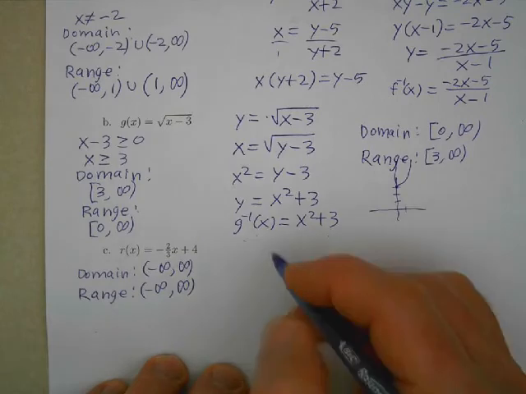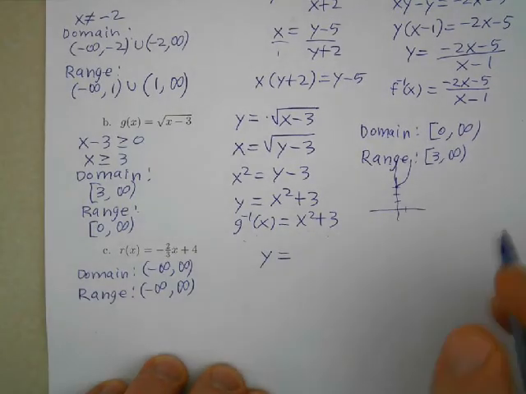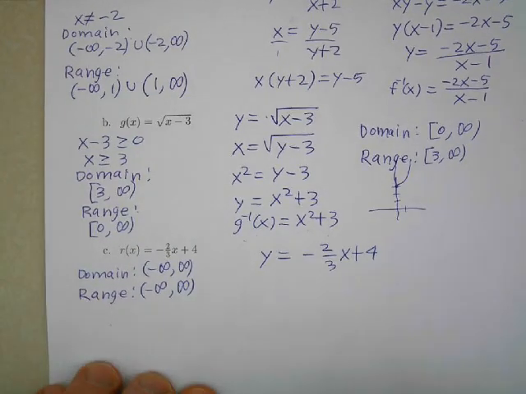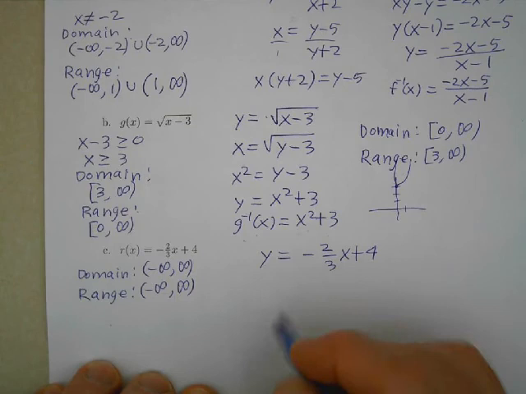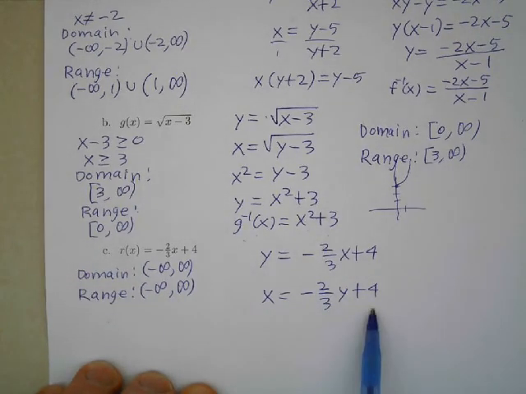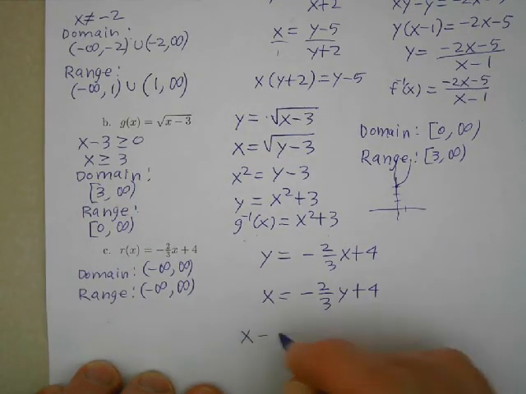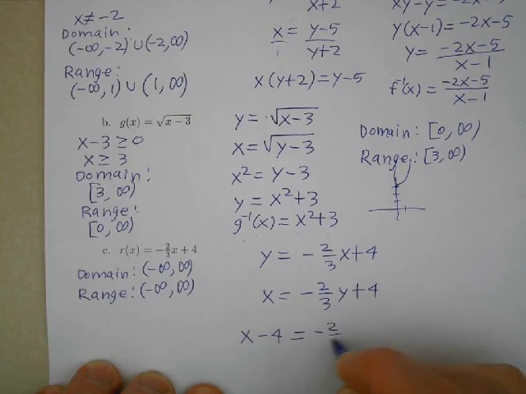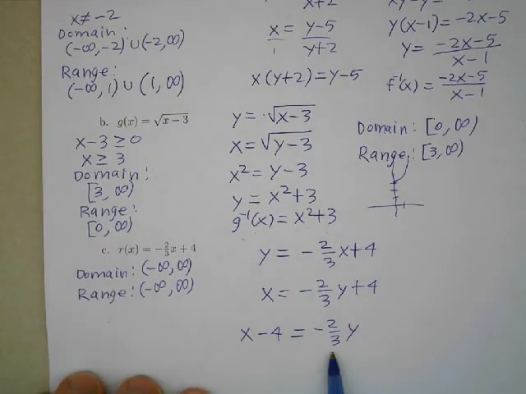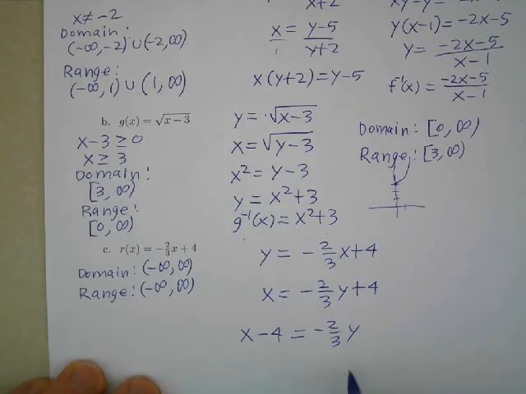Okay, but to find the inverse, replace r of x with y, so we get y equals negative 2/3 x plus 4. Then in the next step, replace y with x and replace x with y, so we get x equals negative 2/3 y plus 4. And then solve this equation for y. So first we'll subtract 4 from both sides. x minus 4 equals negative 2/3 y. And then multiply both sides by the reciprocal of negative 2/3. So multiply both sides by negative 3/2.